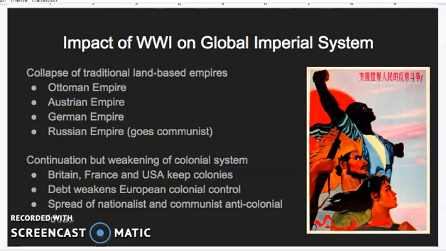The idea of the self-determination of peoples spreads to these territories, and now you have people in India and Vietnam saying, why don't we get to determine our future? Aren't we a people just like the Poles and just like the Germans?